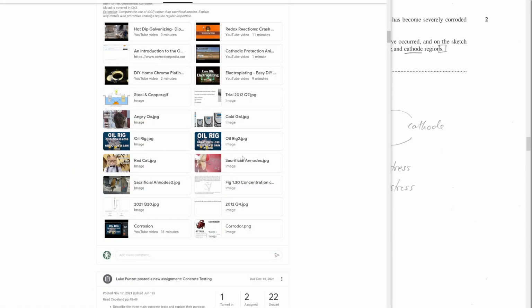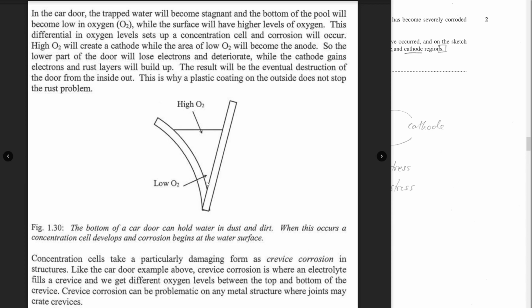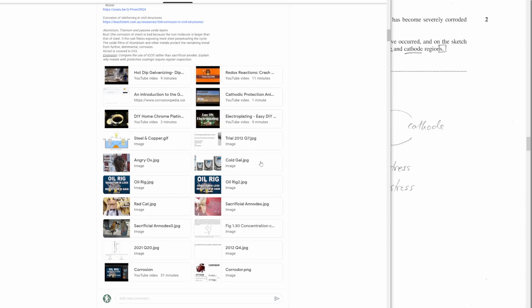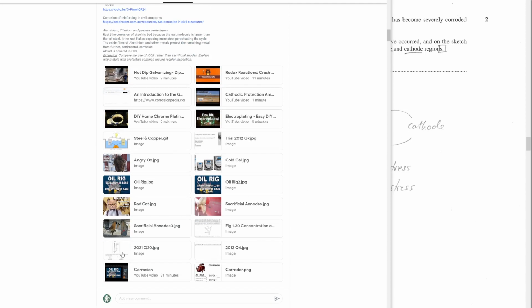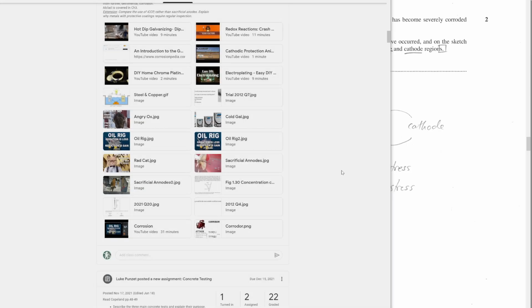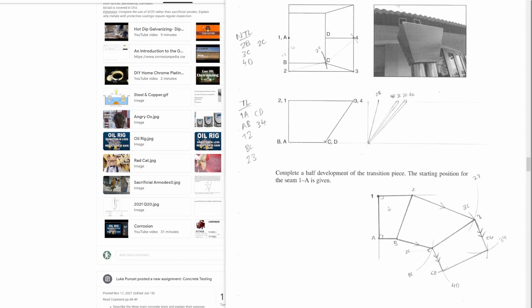So if we're talking about concentration cells, they look like this. So the area of low oxygen rusts, not the area of high oxygen. But for stress cells, we're using the nail as a good example. But I think there's even somewhere there's a question where it's like, do not weld, or here we go. A partially corroded welded joint is shown. What kind of corrosion? Stress corrosion, because welding. So it's from the 2012 trial. Okay, moving on. Oh, development.